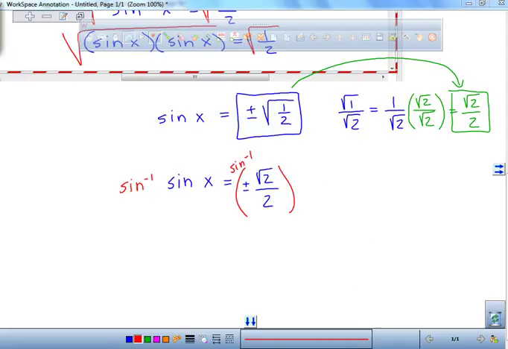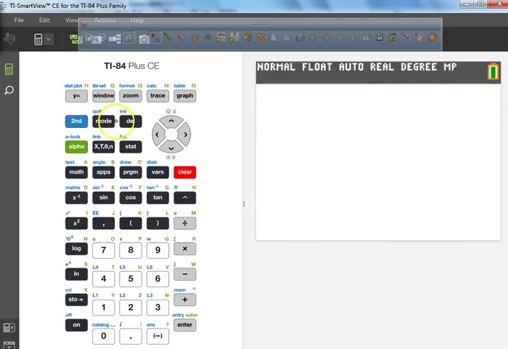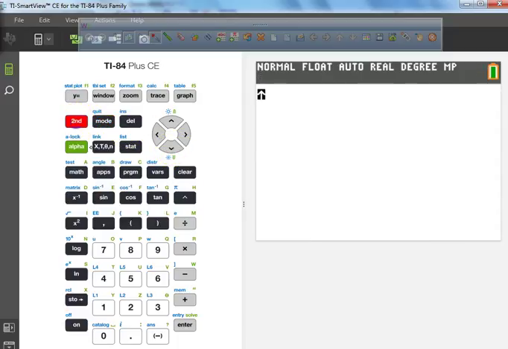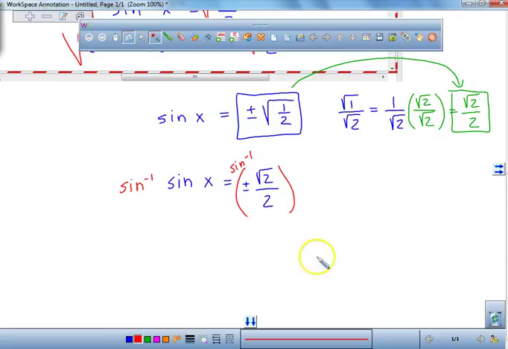Watch what happens. I'm going to change my mode to degree mode because it'll probably make sense to you this way. I'm going to hit second sine, and I'm going to type in radical 2 over 2. Like that. Hey, look what angle I get. What is that? 45 degrees. Okay. Now, if we were in degree mode, we would say x is equal to plus or minus 45 degrees.